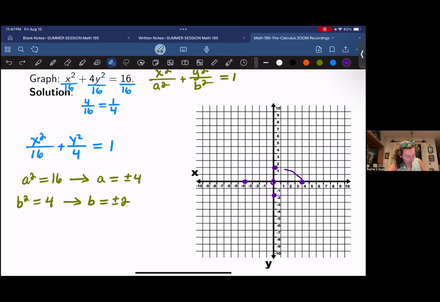And there we have it. This is our ellipse.